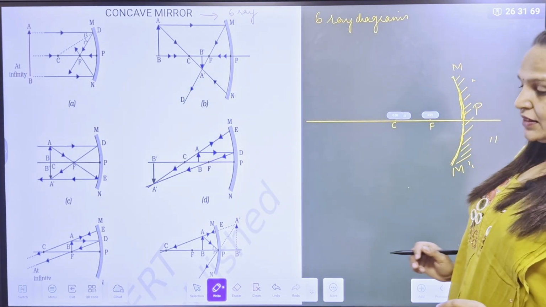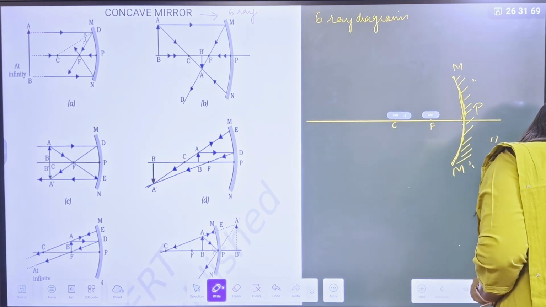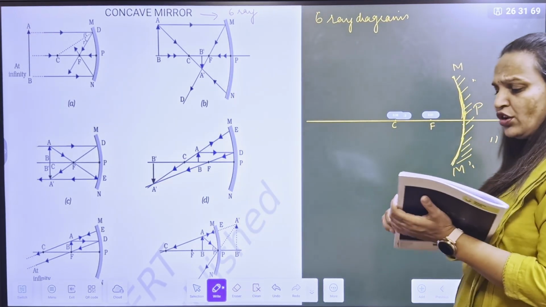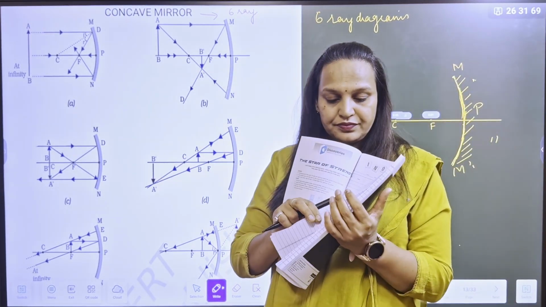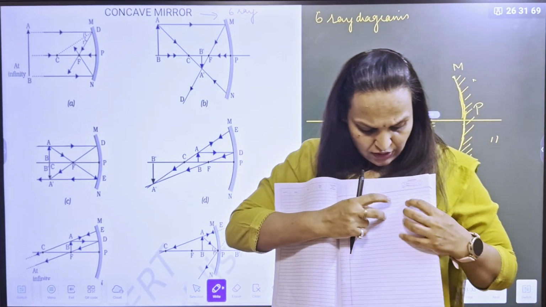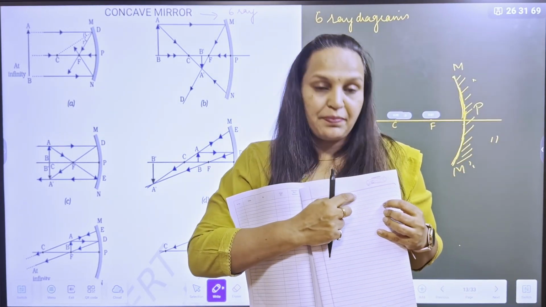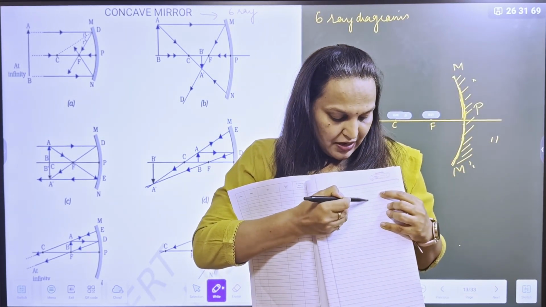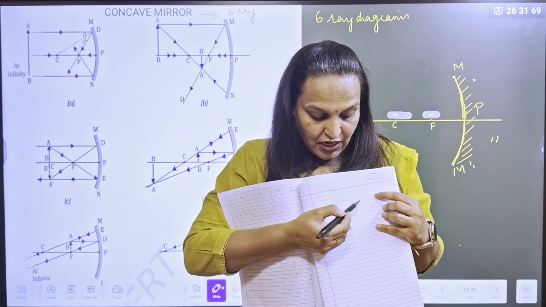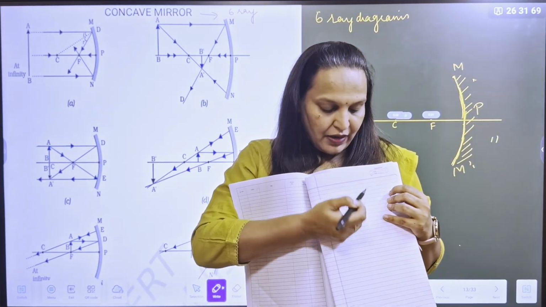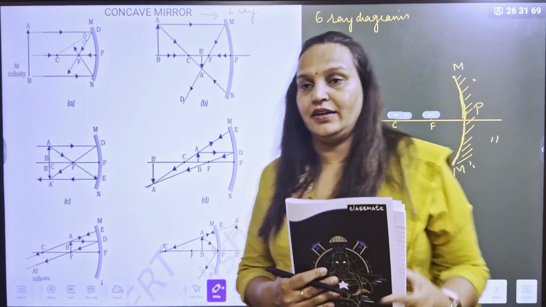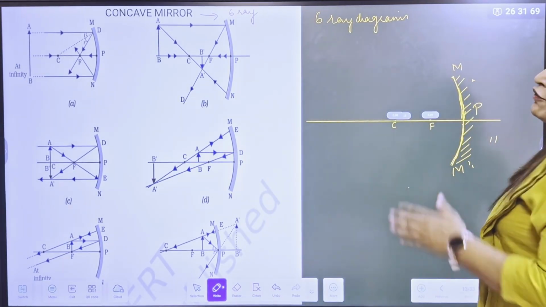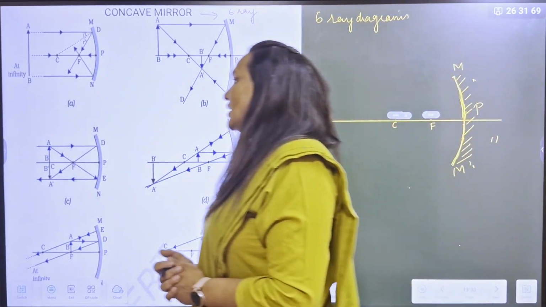Remember one thing, like you have a notebook. This is your notebook. Draw the mirror at the 3/4 of the page. Please draw the mirror at the 3/4 of the page. So 1/4 should be left behind, 3/4 should be in the front. Now, first ray diagram. Let's start.